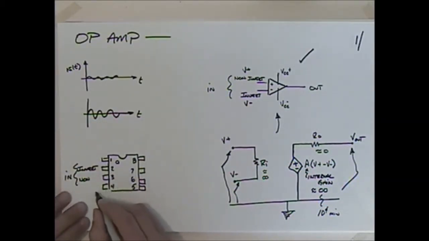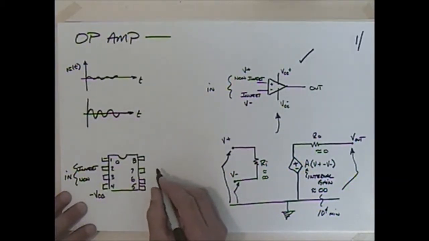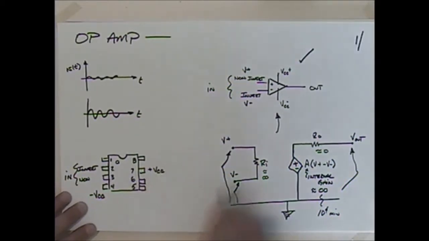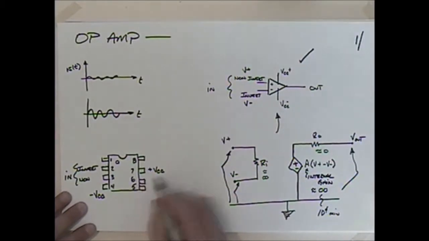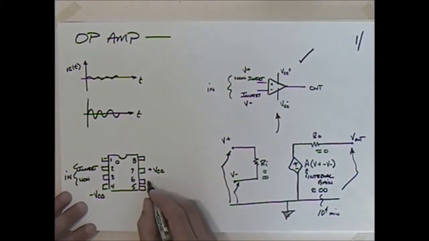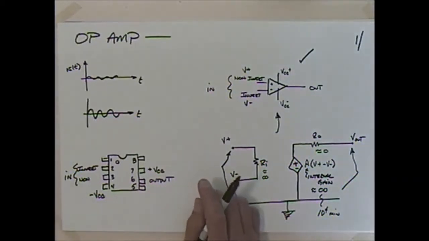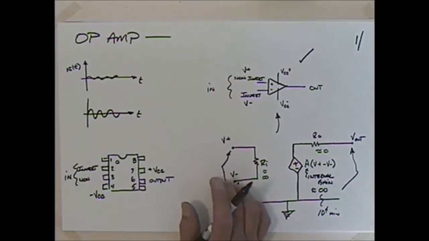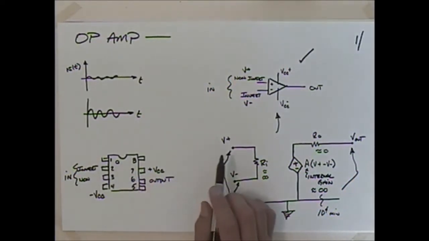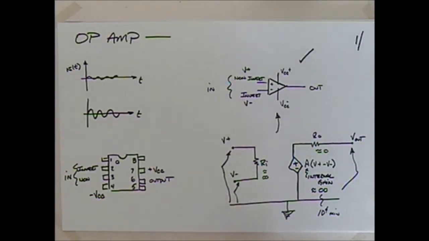Then 4 is minus VCC, and 8 is no connection. This is your plus VCC right there. Well, minus VCC and plus VCC. 6 is your output, and 8 and 5 aren't necessarily connected. So you've got your inputs at 2 and 3, and your output at 6.